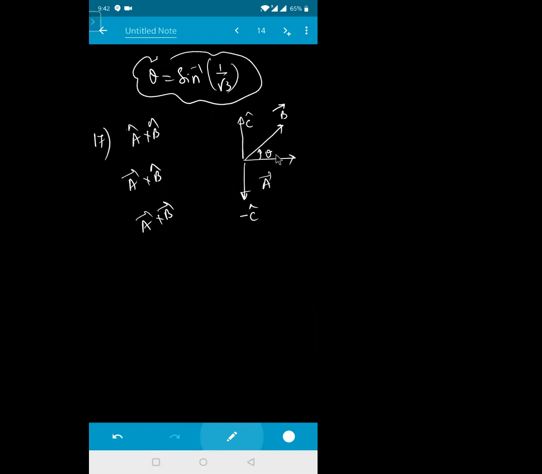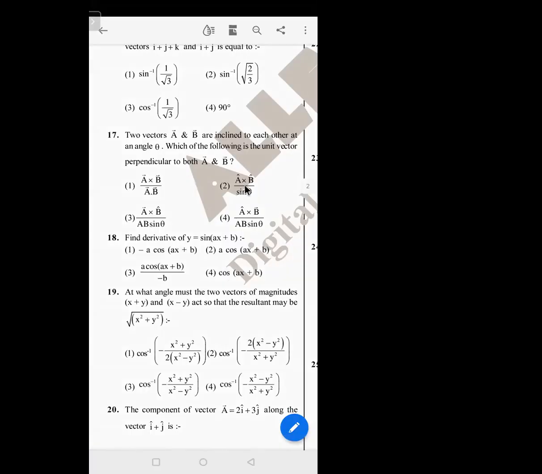See, A bar cross B bar is perpendicular to the vector C bar. A bar cross the unit vector of B bar is in the direction of B bar only. That is also the same. So I can write the second option as the answer: A cap cross B cap divided by sin theta. A cap dot A cap cross B cap can give the direction, because this is A bar cross B bar, a vector quantity divided by a scalar quantity. This is totally a vector quantity which will give me the direction. This is a scalar quantity, the magnitude will become 1. And for this one also, A cap cross B cap divided by AB into sin theta, it will also get cancelled completely.